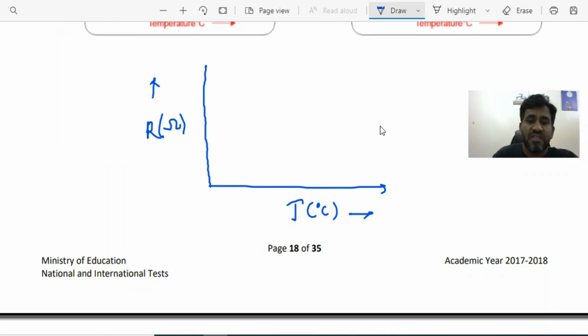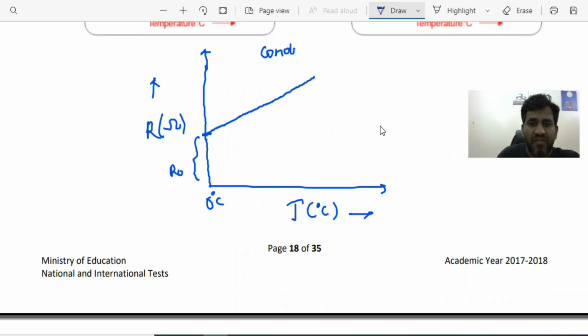So how is the resistance of the conductors related? As the temperature increases, the resistance value increases. This is how the resistance of a conductor increases. Suppose at 0 degree Celsius, the conductor has some resistance value, which we usually take as R naught. And from here onwards, as the temperature increases, its resistance value increases. This is how the graph of the resistance and the temperature goes for the conductor.